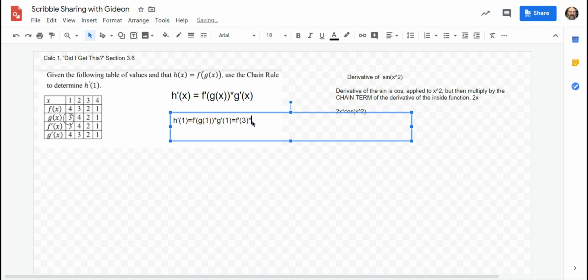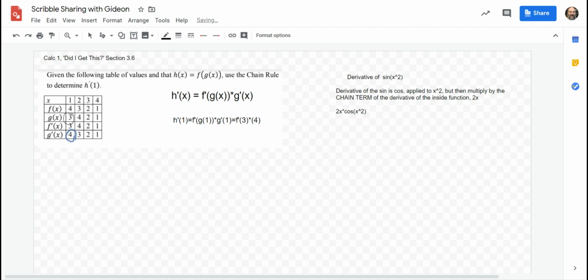And let's do another table lookup. g prime of 1. Oh, we're still in the 1 column because we're evaluating at 1, but we need to know g prime of 1 because that was the chain term, the derivative term. So where's that? Well, let's take a look at the table. It's g prime of 1, so we look in the 1 column for g prime of x, and that's 4. I'll circle it, right? g prime of 1 is 4.